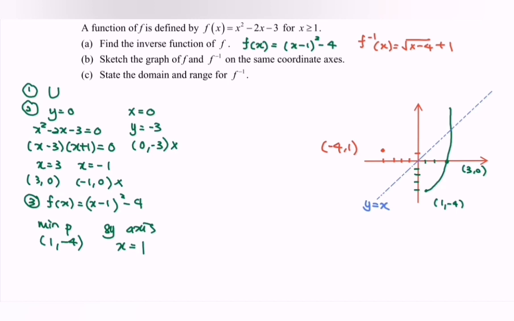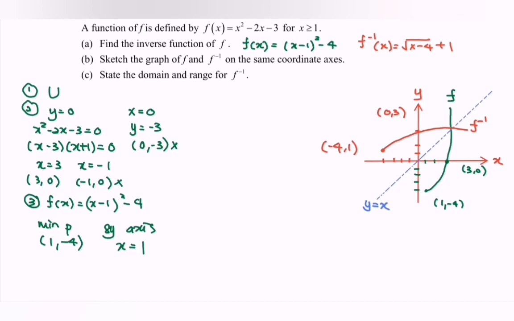Continue. We have (3, 0). If we reflect, it becomes (0, 3). So here we have 1, then 2, then 3. So our graph will be something like this. Here (0, 3). So that is the f inverse, and this one is the f. Here we have the y-axis and here we have the x-axis. So that is part B, sketch the graph of f and f inverse on the same coordinate.